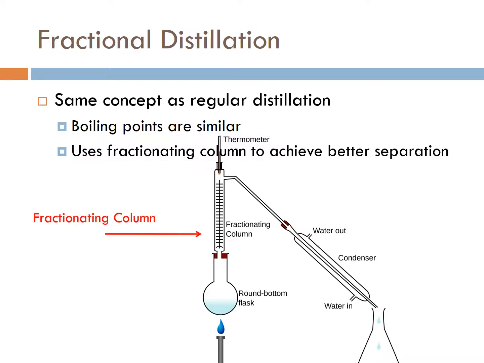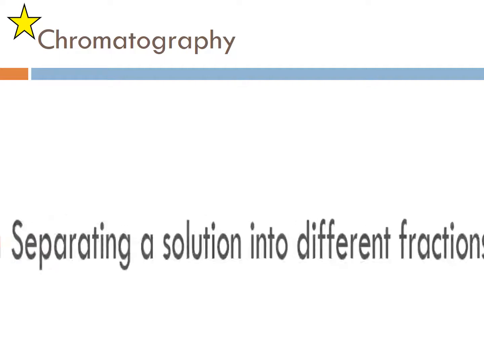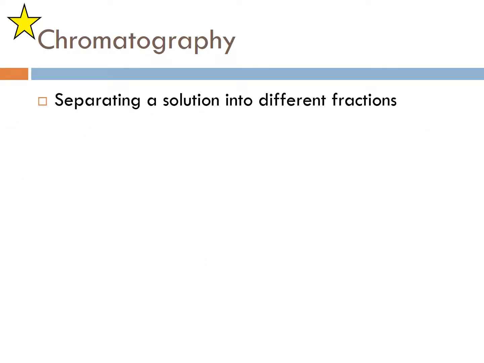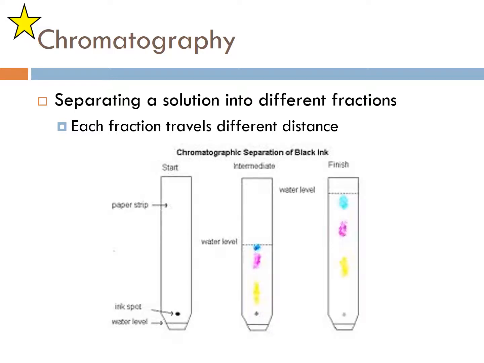So that's the fractional column. Chromatography is used to separate solutions as well. You see this a lot. They travel different distances based on their molecular weight. You can use this sometimes with ink, which is a good example, or food coloring. Based on its traveling of the color, it travels different distances.